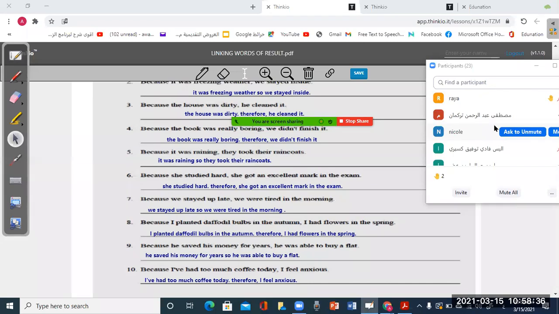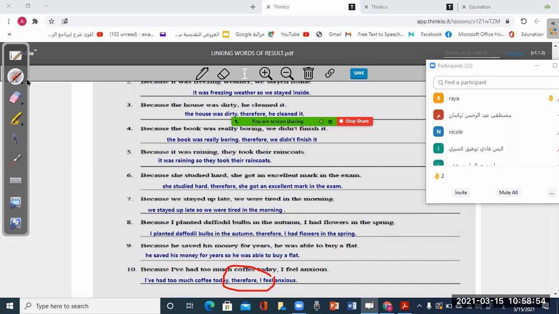Because I have had too much coffee today, I feeling anxious. I feel anxious. I have had too much coffee today, therefore I feeling anxious. So what's the problem again? Capital letter. The capital letter.